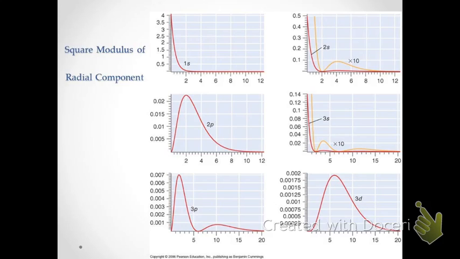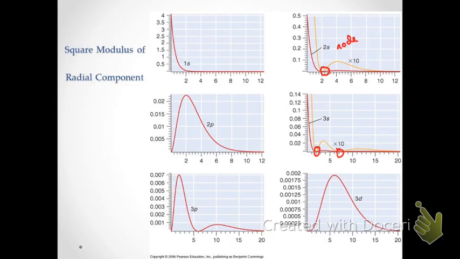One thing I want to note is that there are nodes in some of these radial components. In the case of the 2s orbital, you'll notice there is a node here, and a node corresponds to a point where the wave function is equal to 0, meaning there's 0 probability of finding the electron there. We have one node for the 2s orbital. If we look at the 3s orbital, we'll note that we have two nodes.